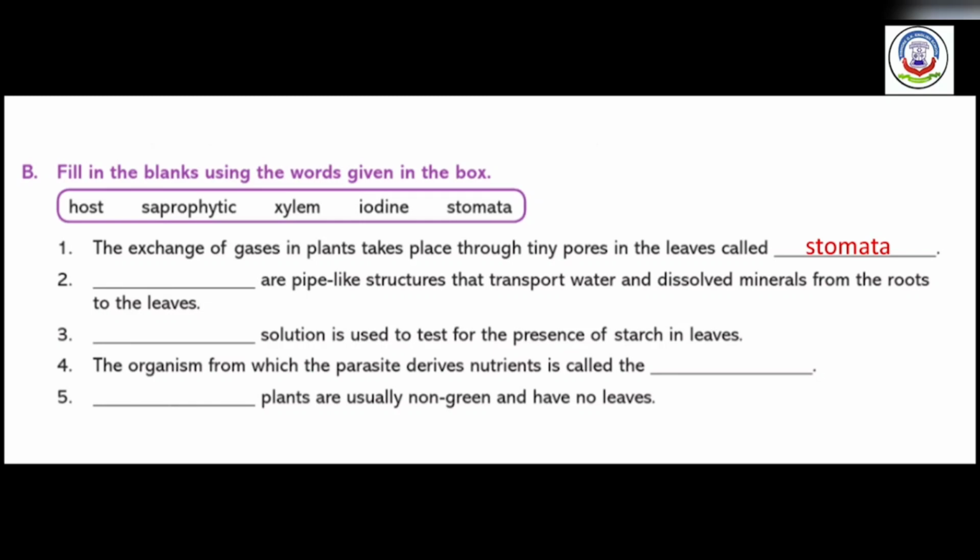Dash are pipe-like structures that transport water and dissolved minerals from the roots to the leaves. Answer is xylem. Number 3. Dash solution is used to test the presence of starch in leaves. Answer is iodine. Number 4. The organism from which the parasite derives nutrients is called the dash. Answer is host. Dash plants are usually non-green and have no leaves. Answer is saprophytic.